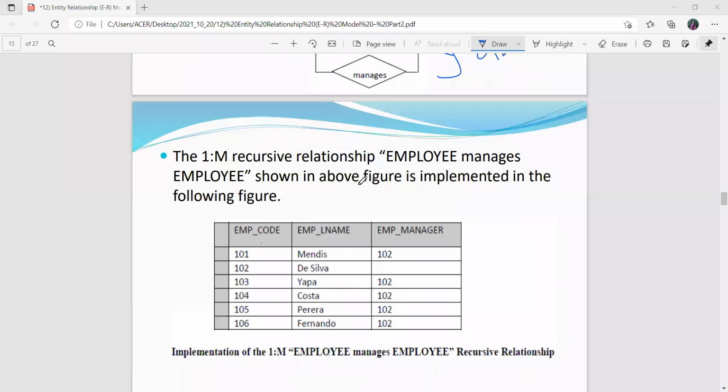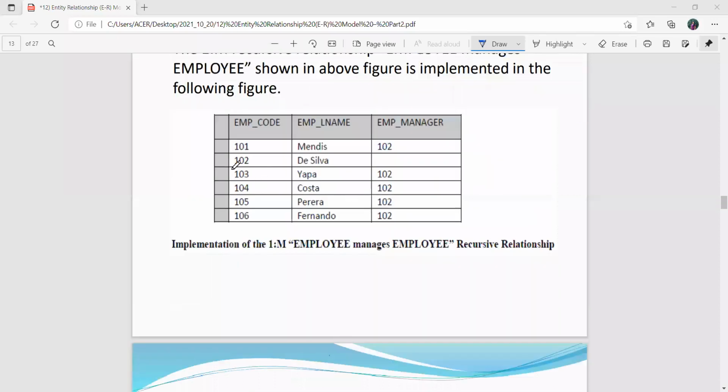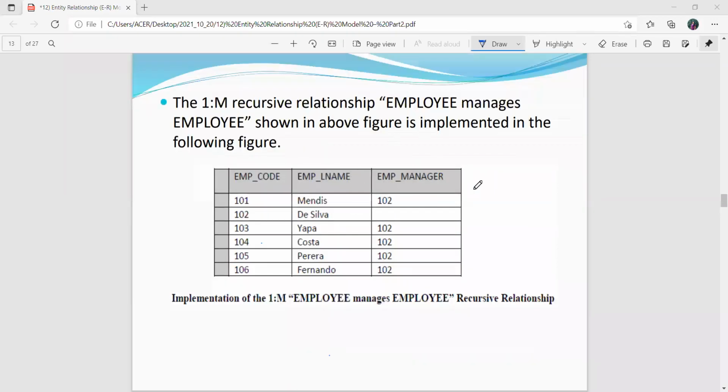Before that, you can see this one. This is the employee code, employee name, and the employee manager. When we consider this Mendes, the employee code is 101. This employee Mendes is managed by Silva. Silva is the manager of Mendes, and also the manager of Yapa, Costa, Pereira, and Fernando.